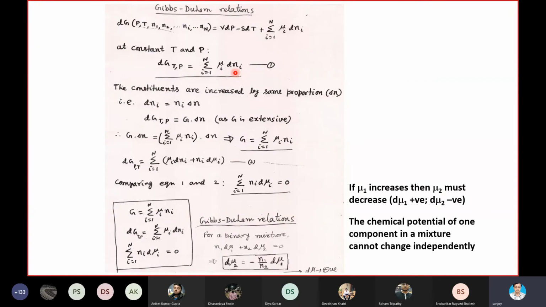Now, let us suppose that for all the constituents present in my system, we change their amounts by the same proportion. Say every composition is changed by 10% with respect to its current value, or 20%, like that.